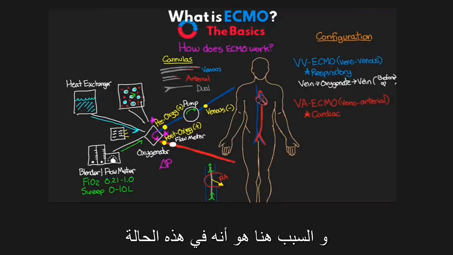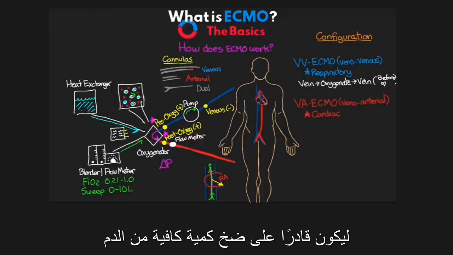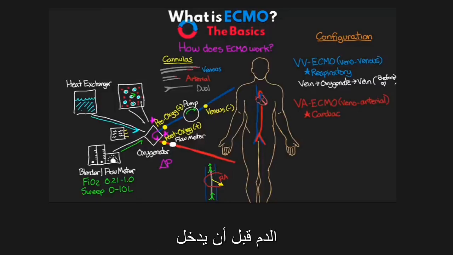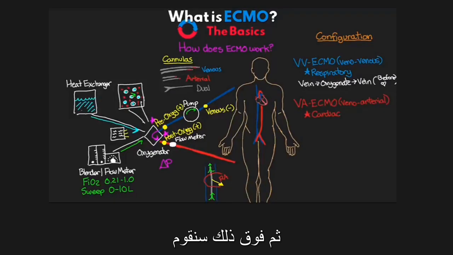The reason here is because in this case, the heart is not working or not working effectively enough in order to be able to pump enough blood around the body. So we're going to take the blood out before it even goes into the system and return it afterwards at the end of this system. And that's going to be providing that flow or that perfusion that the patient needs. And then on top of that, we're going to be supplying oxygenated blood.